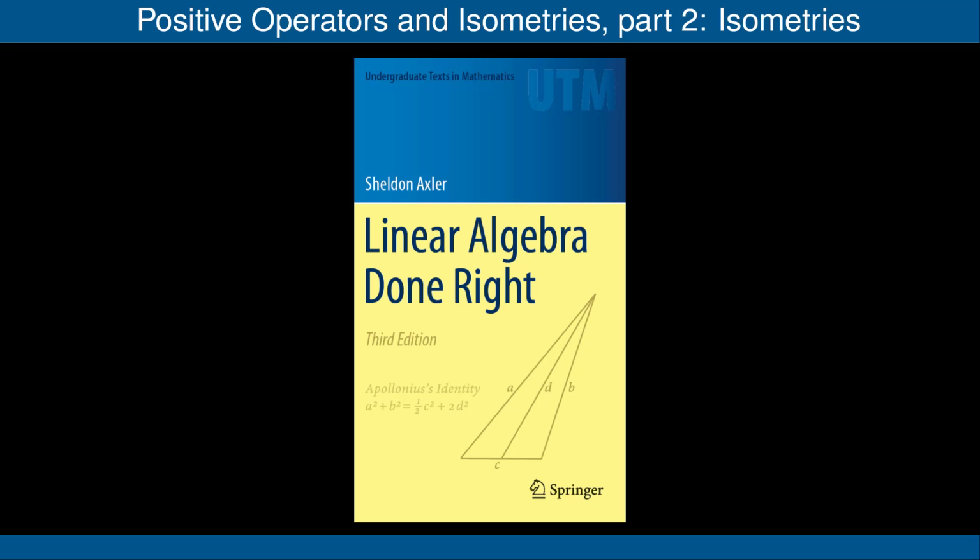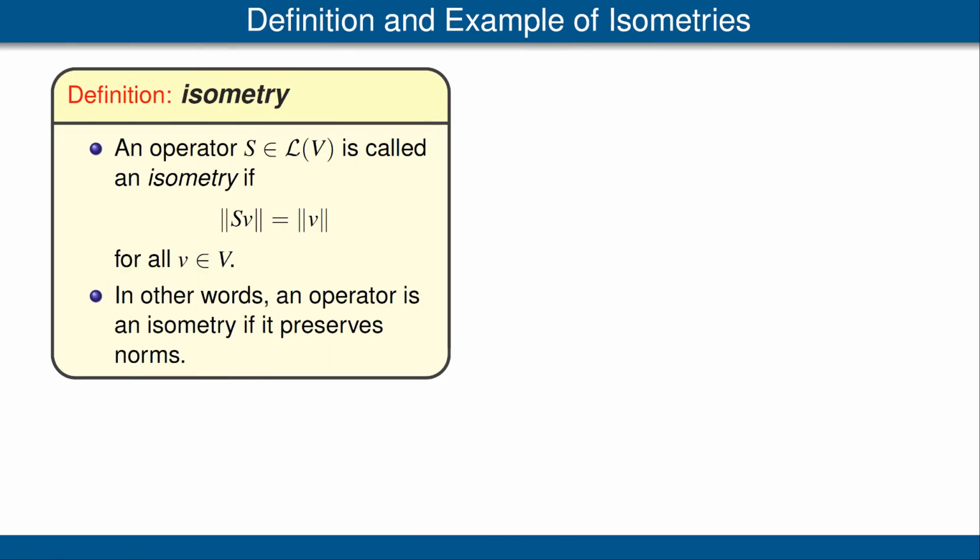This video discusses part 2 of the section of the book titled Positive Operators and Isometries. In this video, we will be focusing on isometries. An operator S is called an isometry if the norm of S of V is equal to the norm of V for every vector V. In other words, an operator is an isometry if it preserves norms.